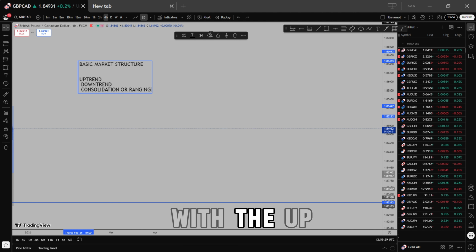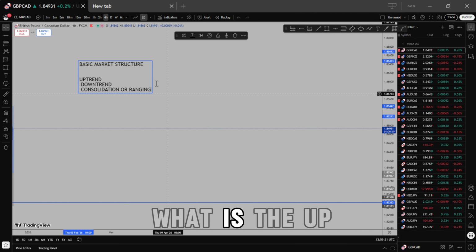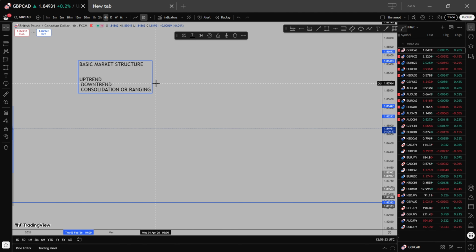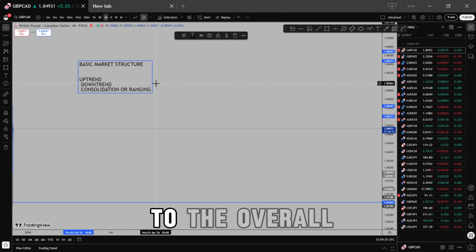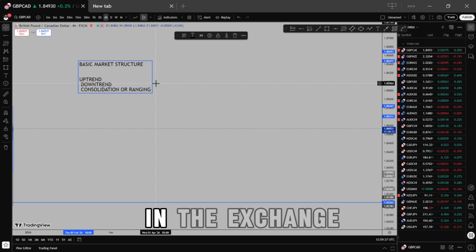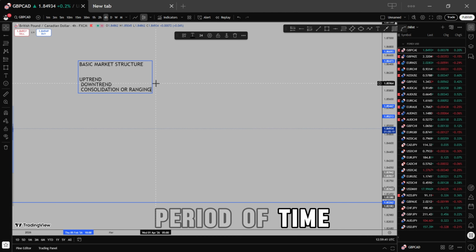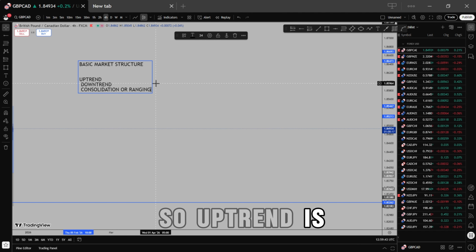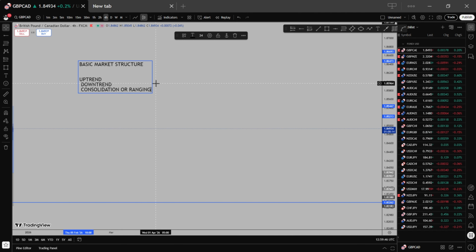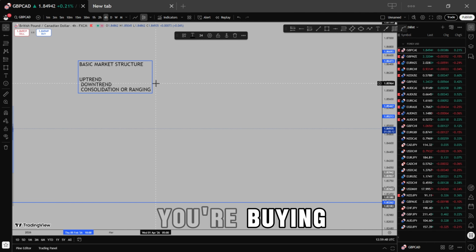So let's start with the uptrend. Now, first of all, what is the uptrend? An uptrend refers to the overall upward movement in the exchange rate of a currency pair over a specific period of time. So uptrend is another way of saying bullish trend. You're buying. Once you get that, you know you're buying.